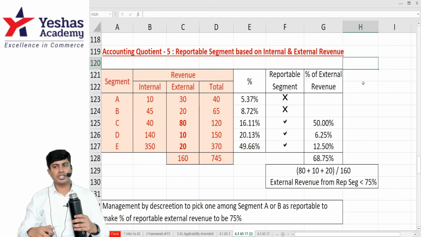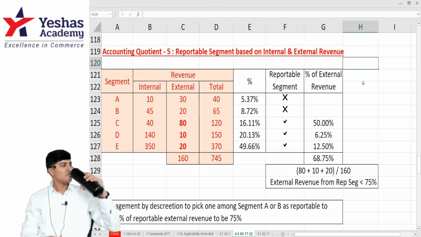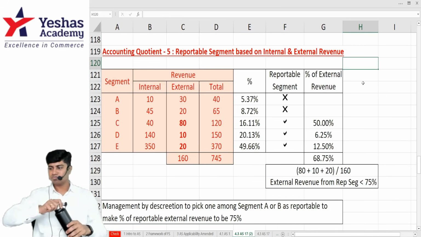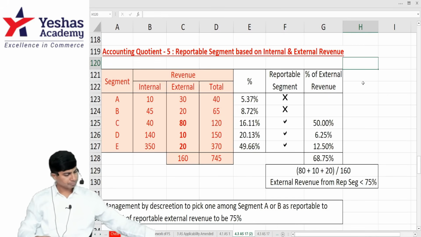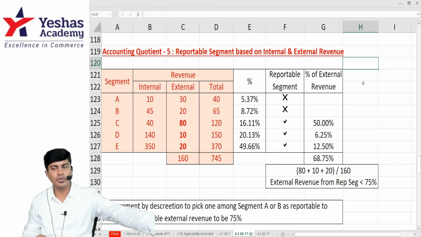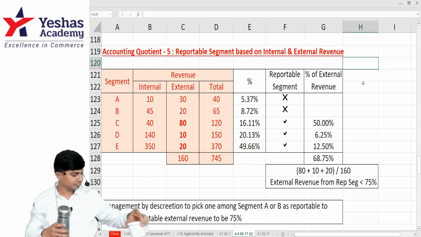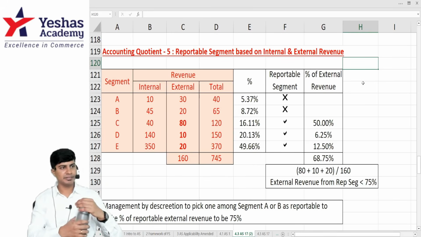In September 2025, in the recently concluded examination, there was a question from this chapter, this unit, segment reporting. First question. I will not be doing it. You will be doing it today. Little later. I will make you do it yourselves.